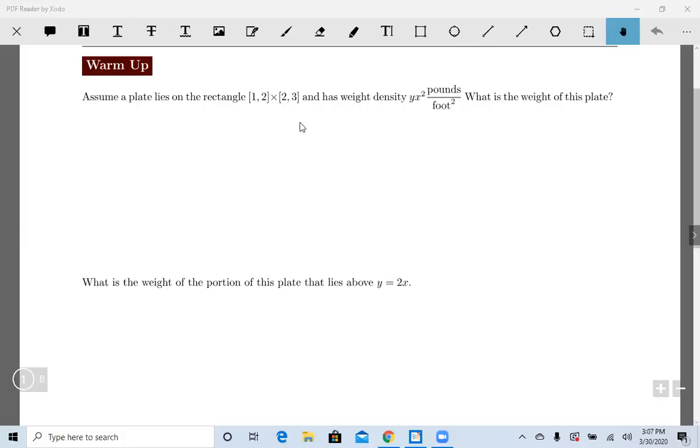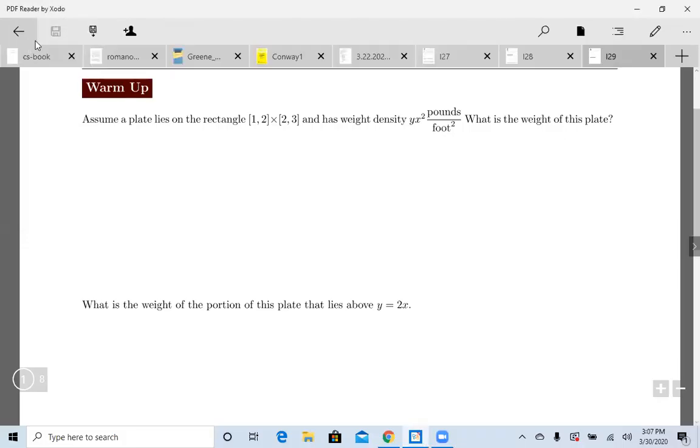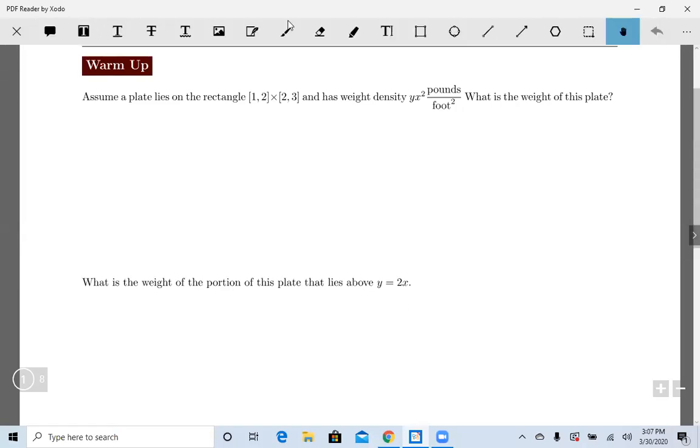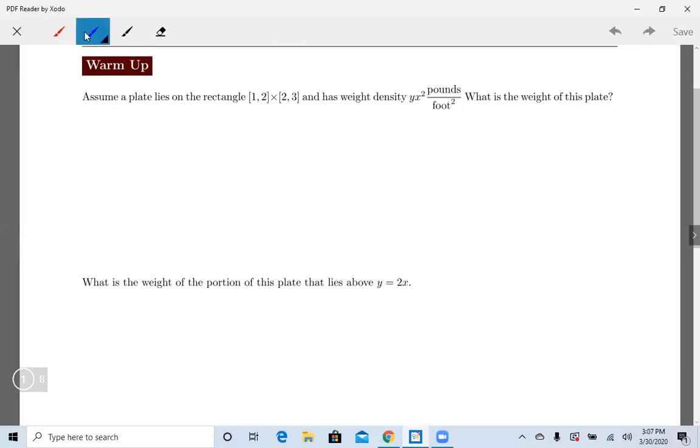In this series of videos, we're going to look at integrals over more general regions than just rectangles. So we're going to start with the same question that we saw in the last video, but with a different interpretation. Assume a plate lies on this rectangle and has weight density yx squared pounds per foot squared. What is the weight of this plate?